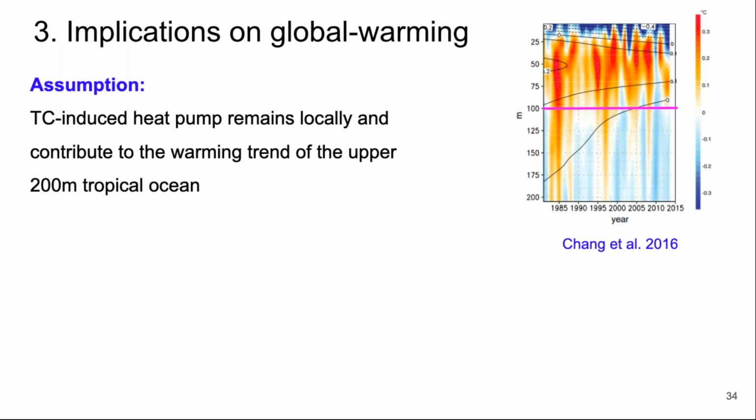So how does it contribute to the warming trend of the tropical ocean? Our assumption is, before the study of China, they proposed that the TC activities lead to an offset in SST cooling. And so that is about the surface layer. So now we see the heat is pumped down. So our similar question is, can this pumped-down heat also contribute to the warming trend of the ocean heat content for the first 100 meters or for the 200 meter layers?